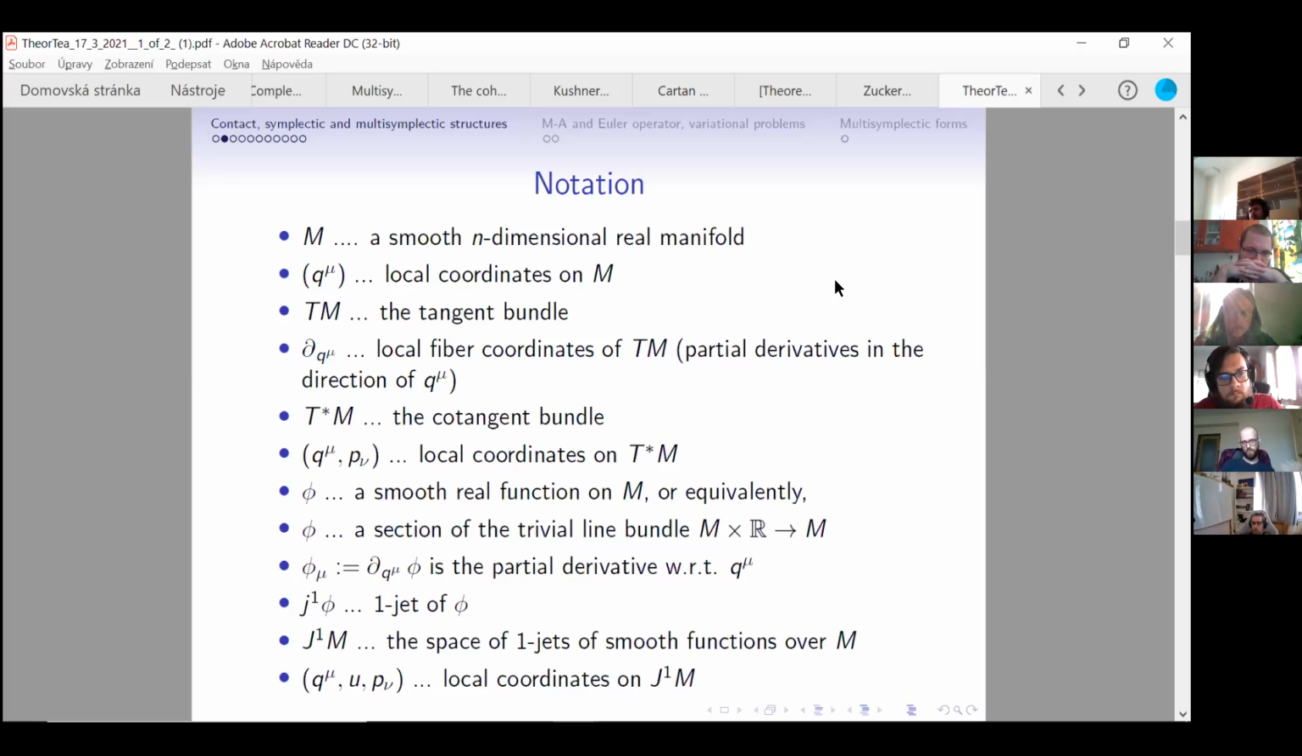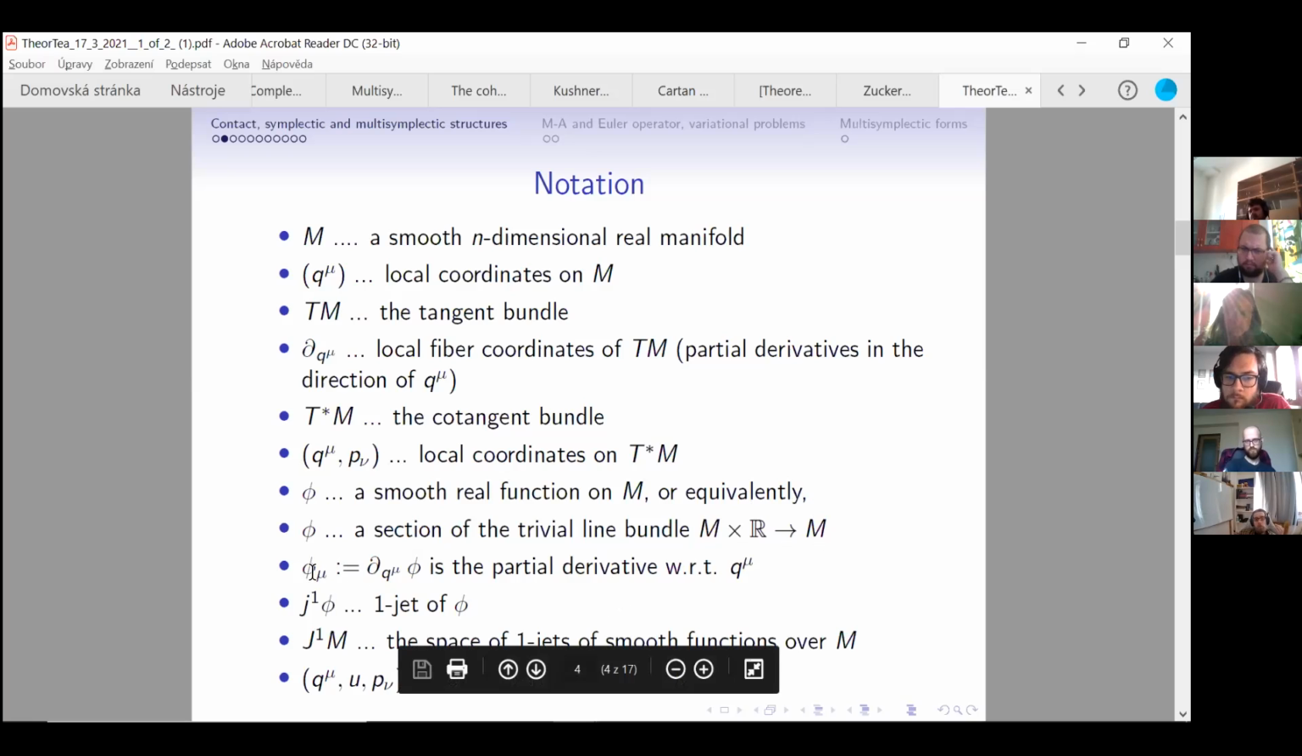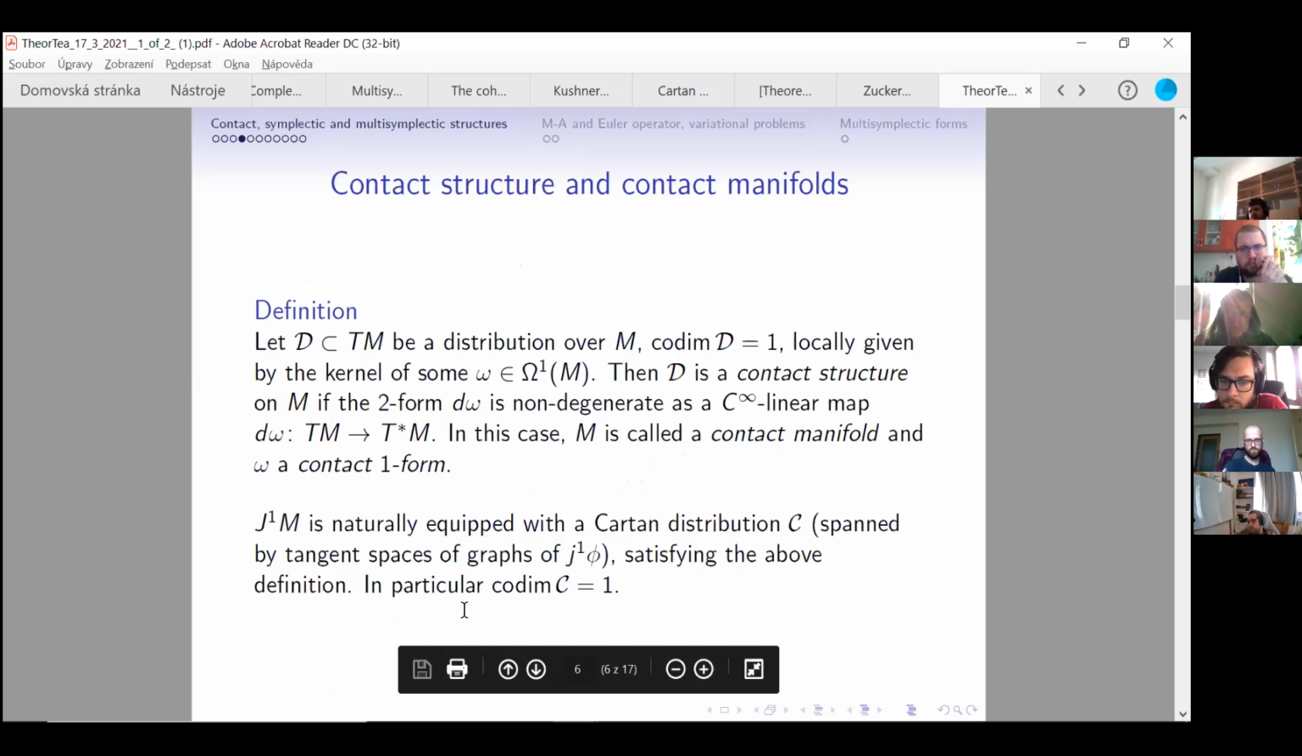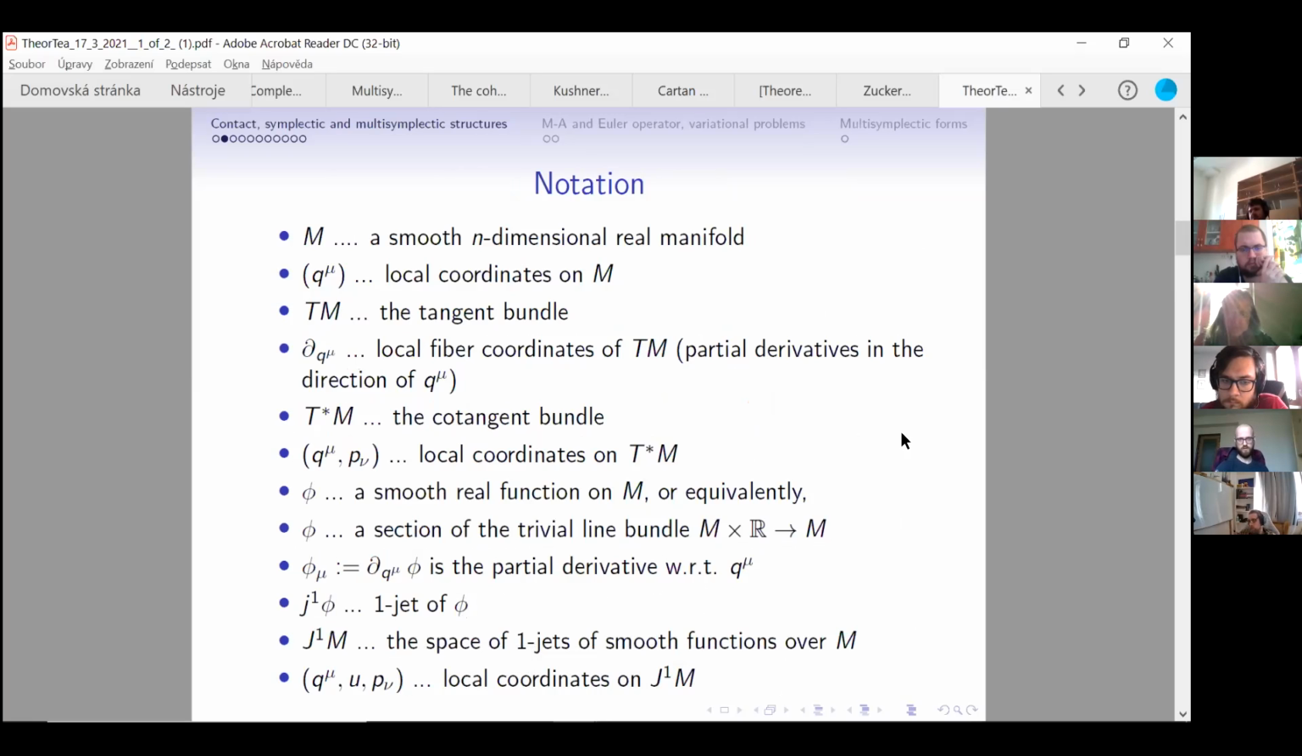Now we want to employ the equivalent of a smooth function as a section of the trivial line bundle M times R to M. So the section will be from M to M times R. And this then enables us to see the one-jets of a function as sections of the prolongation of this projection. Then standard notation, phi mu is just the derivative in the direction of Q mu. J1 phi is the first jet of phi. And J1M is the space of all one-jets of smooth functions over M.